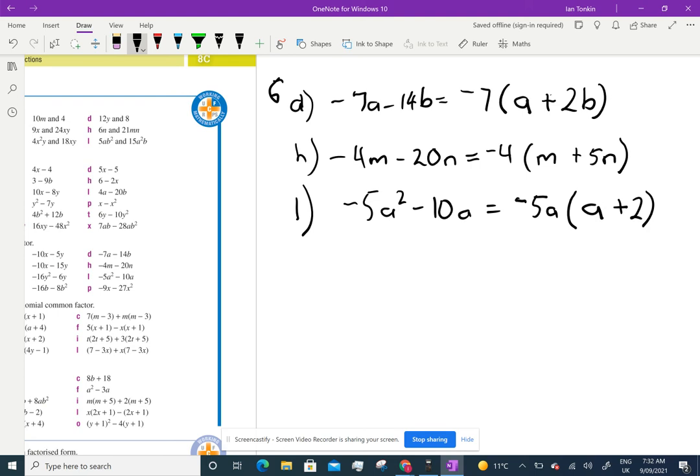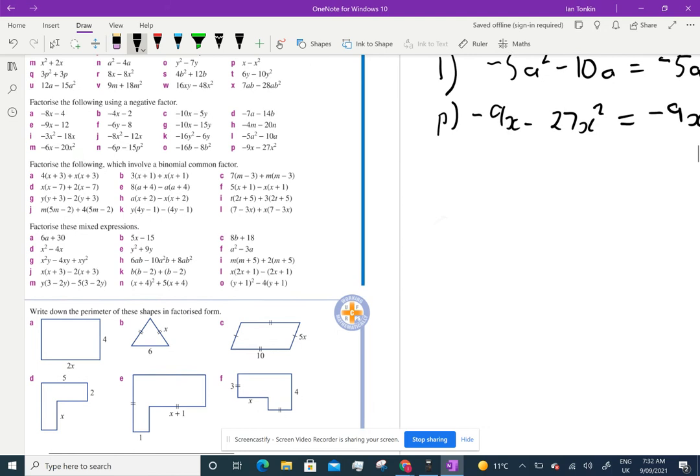The next one, what was that? L. I'm just looking at the answers there. H, I, J, K, L. There we go. The last one, P. Minus 9x minus 27x squared. I'll take the minus 9 and I'll take an x out, which means I'm left with 1 there, and 9 goes into 27 3 times, and an x. Minus 9x times 1 plus 3x. It's a positive. Righto.